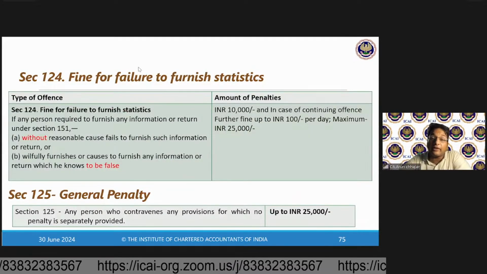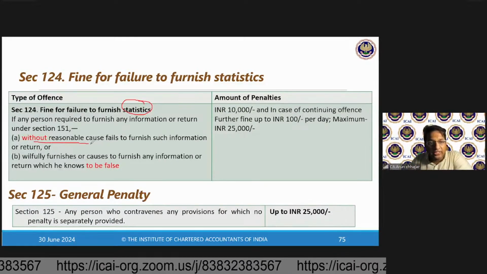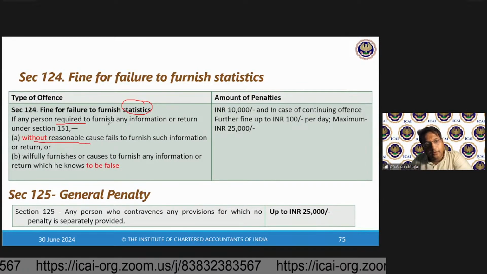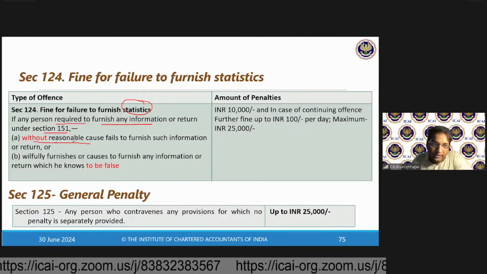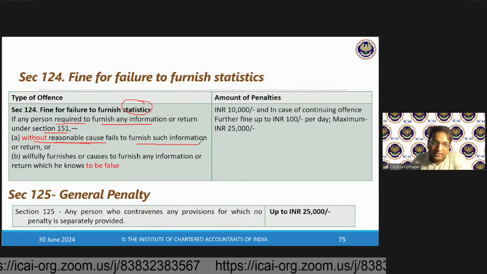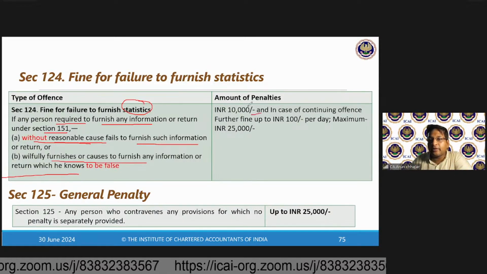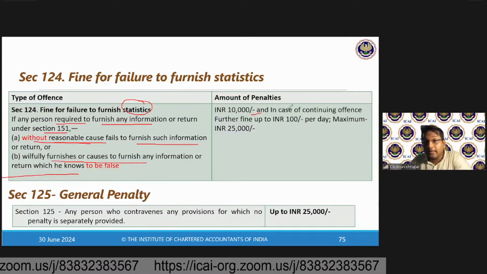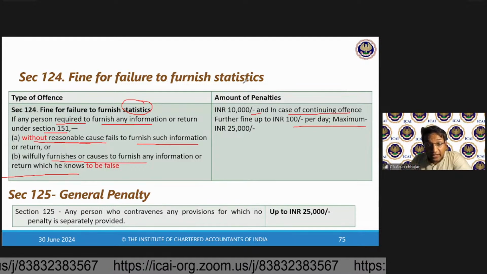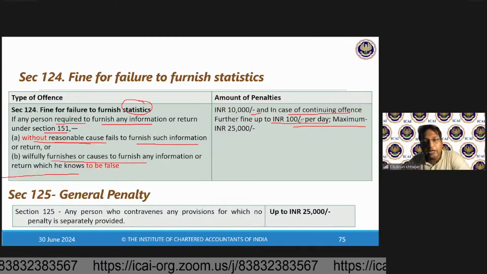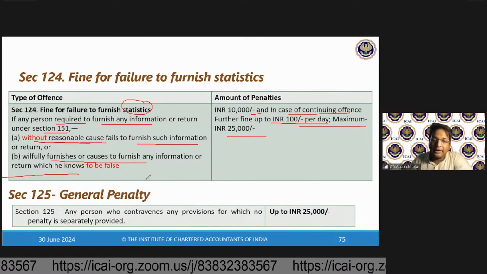Section 124, fine for failure to furnish information. If any person who is required to furnish information or returns under section 151, without reasonable cause fails to furnish such information or willfully furnishes or causes to furnish any false information, then the penalty would be 10,000. If it is a continuous offense, then it will be 100 rupees per day subject to a maximum of 25,000. It means 50,000.